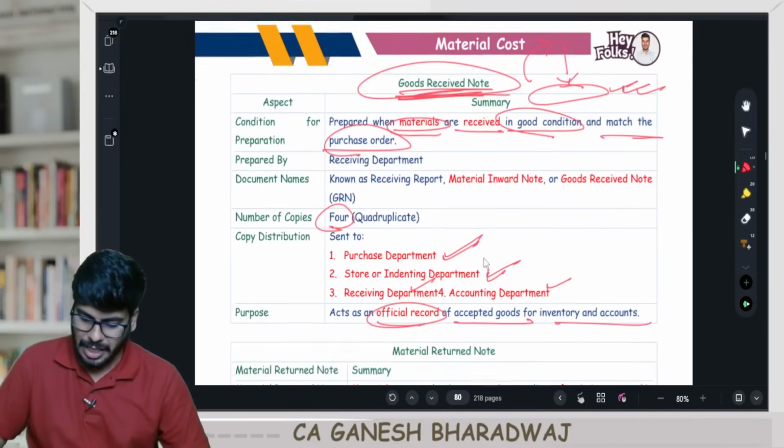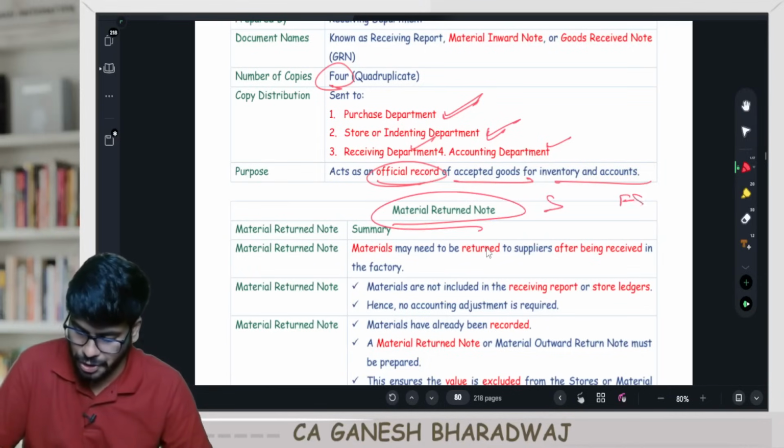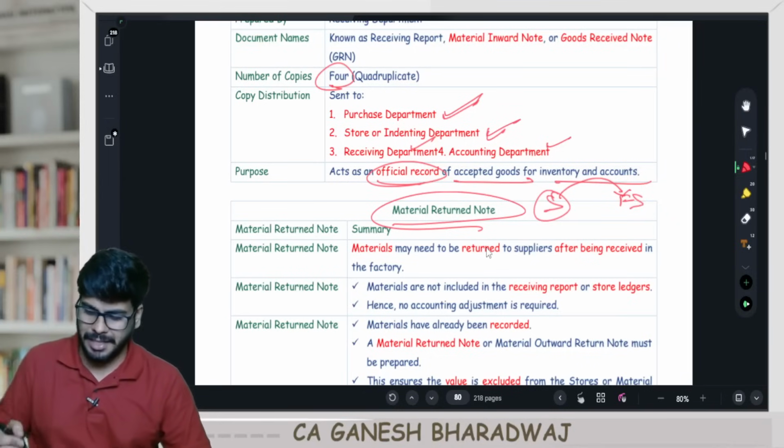Clear with this, guys? Now, what do you mean by a material returned note? Simple. Stores is there, factory shop is there, right? Now, when the stores issues the goods to the factory shop, right, it is requested by the factory manager, right?